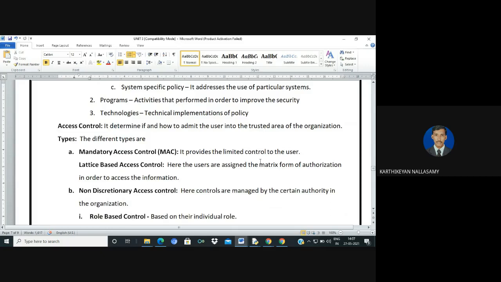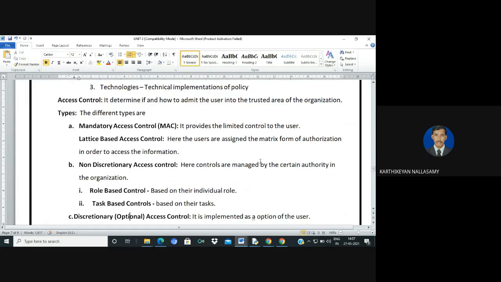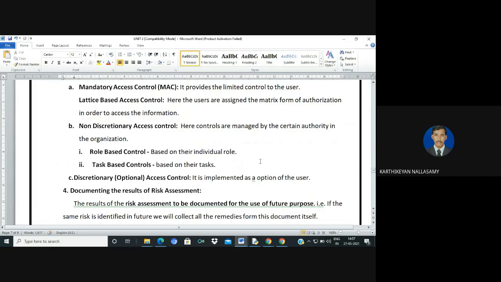The next one is called lattice-based control. Here, inside this mandatory access control, we organize the control based on a matrix format. And the next one is non-discretionary access control. Here the controls are managed by a certain authority based on either role or task, for example admin, users, and so on. And the next one is discretionary, which is called optional access control. This control is optional to the user.